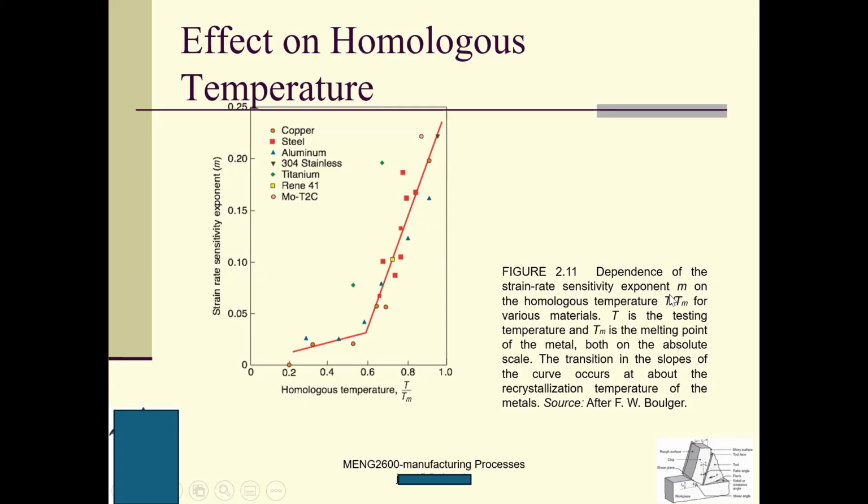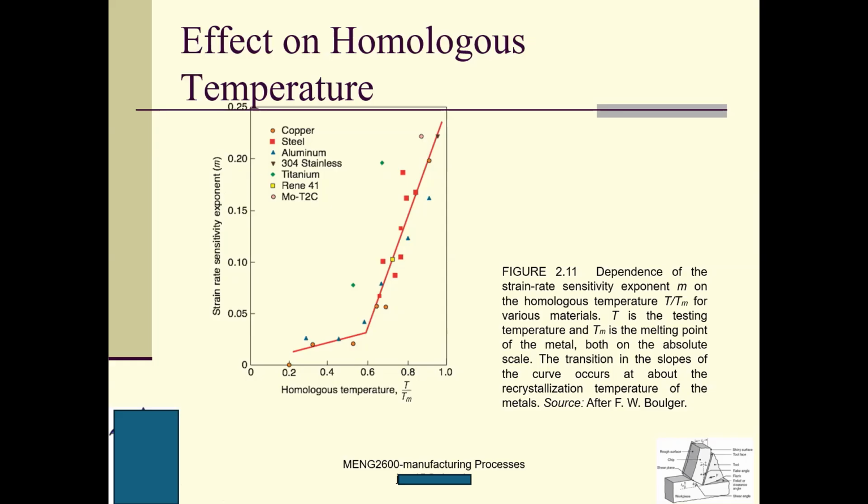T is your operating temperature, the testing temperature. Tm is the melting temperature of the metal. The ratio of these two is called the homologous temperature. This is the curve of the effect of homologous temperature on the strain rate sensitivity exponent m. The homologous temperature has a strong effect on m. If this ratio is very high, m increases exponentially.